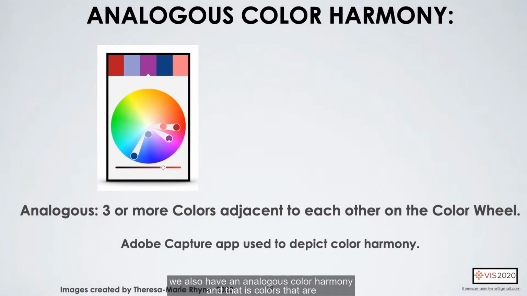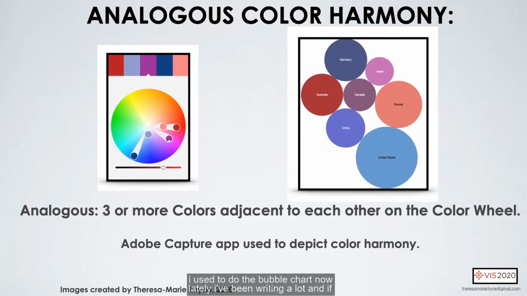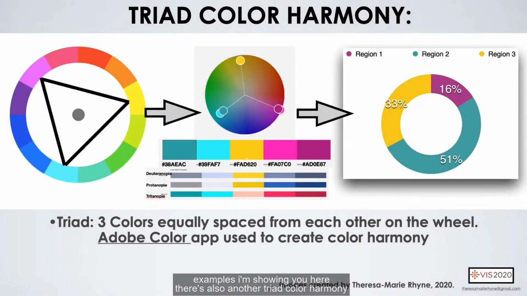We also have an analogous color harmony, and that is colors that are next to each other on the color wheel. And so I'm going to show you these colors are all next to each other, and this is what I used to do the bubble chart. Now, lately I've been writing a lot, and if you want to look at Nightingale, the Journal of Data Visualization, you're going to find that I've written out in detail a lot of these examples I'm showing you here.